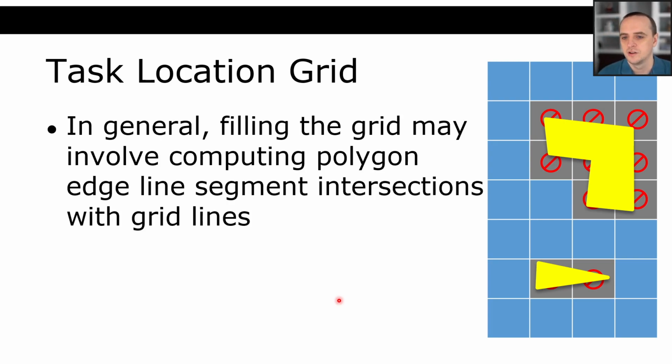Okay, so in general, when you're trying to do this task location grid, filling the grid may involve computing polygon edge line segment intersections with the grid lines. So what does that mean? Well, it means that what we're going to have to do in general is if we have arbitrary polygons in our map, right, then we're going to have to take every edge of that polygon, that line segment, and try and compute where it is on the grid, and that may involve some line segment intersection calculations, okay?